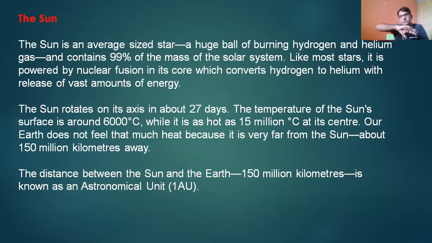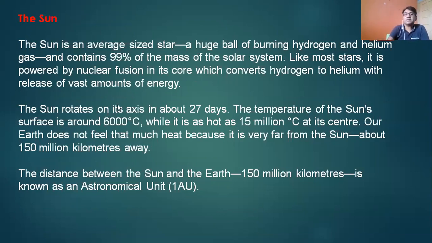Now we come to the sun. What are the characteristics of the sun? The sun is an average size, a huge ball of burning hydrogen and helium gases, and contains 99% of the mass of the solar system. These hydrogen and helium gases are the leading material in the sun. Like most stars, it is powered by nuclear fusion in its core, which converts hydrogen to helium with the release of a vast amount of energy. When hydrogen is converted to helium, we get the light, the solar insolation or energy.